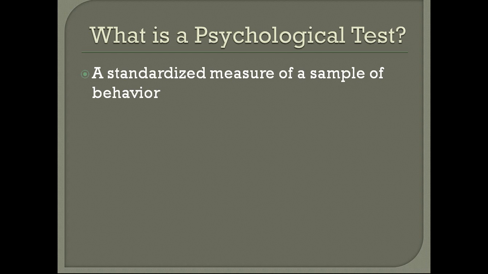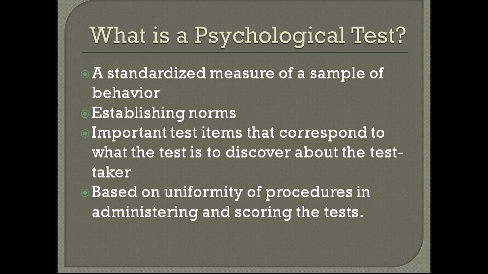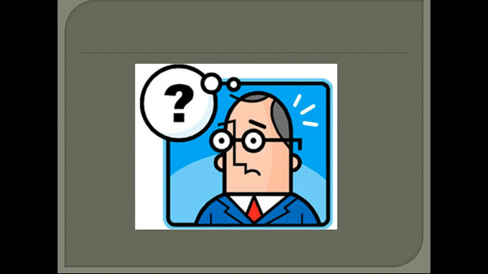Well, it's a standardized measurement of a sample of behavior that establishes norms and uses important test items that correspond to what the test is trying to discover about the test taker. It's also based on using uniformity of procedures in administering and scoring the tests. So, what does all this mean?